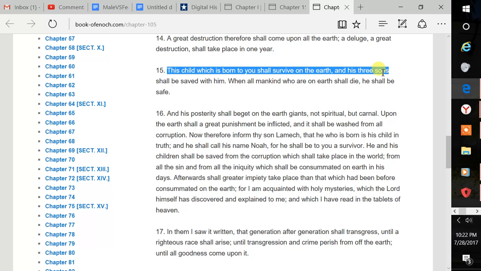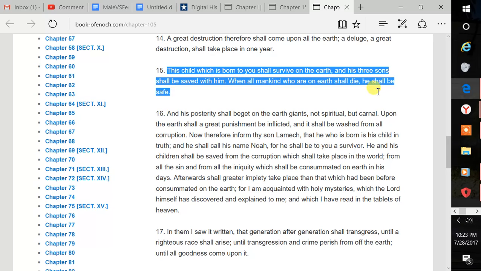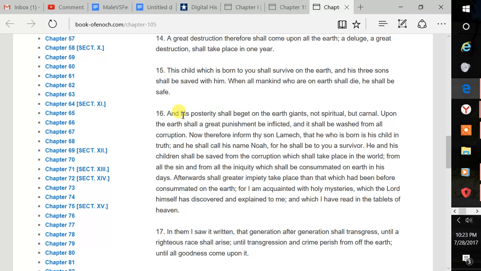Shem, Ham, and Japheth, who were sons of Noah, shall be saved with him. When all mankind who are on earth shall die, he shall be safe. That means during the flood, everybody's going to die except Noah. And his posterity shall beget on the earth giants, not spiritual, but carnal. What does that mean? The spiritual giants were the sons of the angels, which I told you were taller than 18 feet tall at the time of Noah. This is how tall these dudes were.